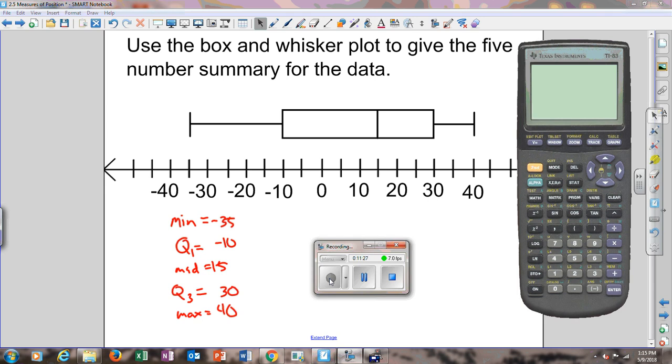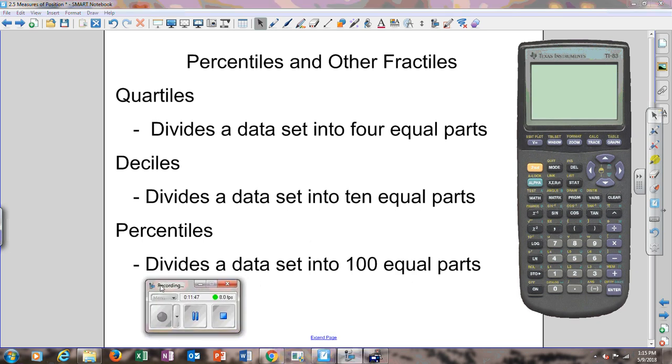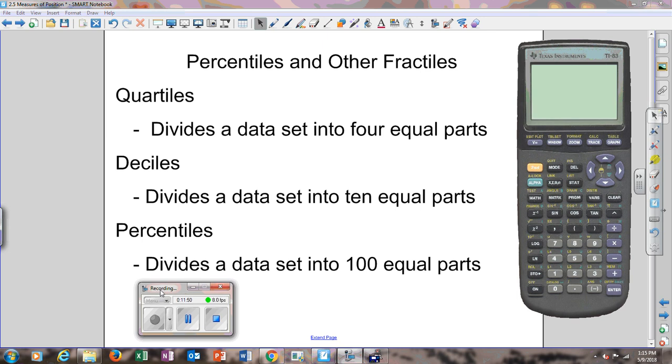So that's it. Percentiles and other fractiles. You have quartiles, that divides the data set into 4 equal parts. Deciles, which divides it into 10 equal parts. And percentiles, which divides it into 100 equal parts. Really, all you have to think of are the base words. Quartiles, a quarter is 1/4. Deciles, decade. Percentiles, century, 100 years.